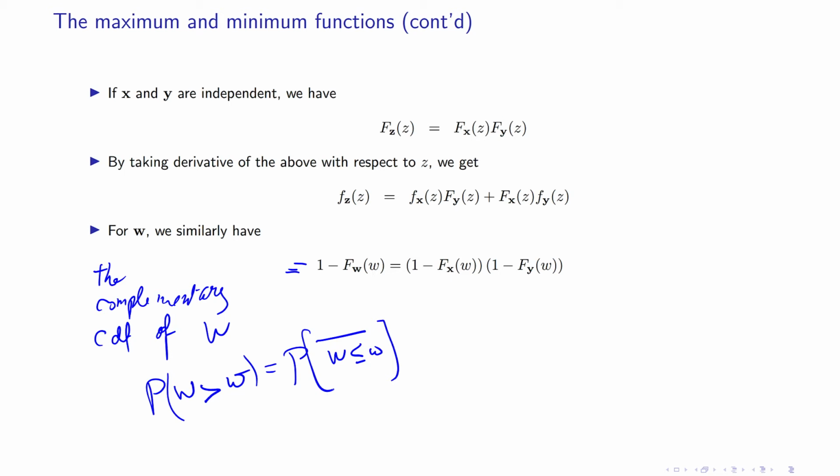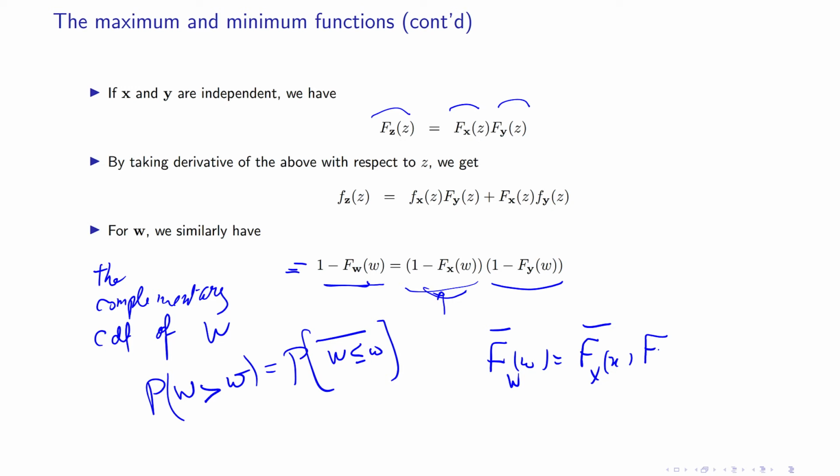So the complementary CDF of the minimum is equal to the complementary CDF of X times the complementary CDF of Y. Here we had the CDF equal to CDF times CDF; here the complementary CDF is equal to complementary CDF times complementary CDF. So if I denote the complementary CDF by F bar, then F bar of w is equal to F_X bar times F_Y bar. So the complementary CDF is equal to the product of the complementary CDFs, provided that they are independent.